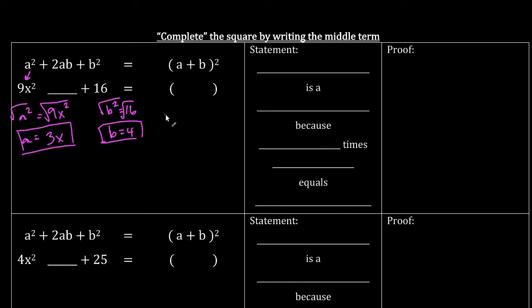Now, we need to get to ab. We know that a is 3x and b is 4. So 2 times 3x times 4. Yeah, this will work. So we know that this 2ab is 2 times 3x times 4. So 2 times 3x is 6x, times 4. 6x times 4 is 24x. So this middle term is 24x.